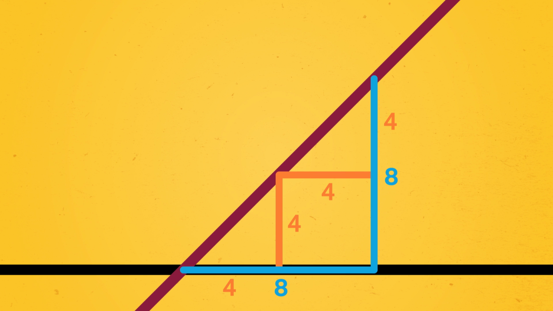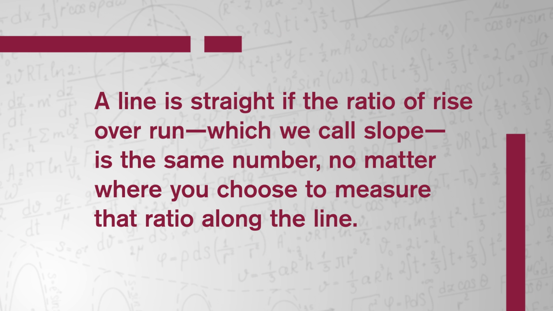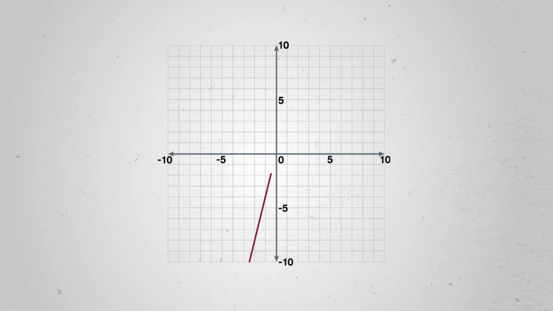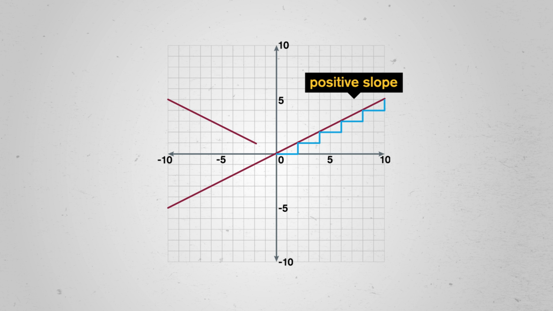So, to answer our not-so-obvious question, a line is straight if the ratio of rise over run, which we call slope, is the same number no matter where you choose to measure that ratio along the line. You can also think of the slope as measuring steepness. This line has a sharp slope of 4. This line has a gentle slope of 1/2. If the rises and runs we draw look like an up staircase from left to right, we have a positive slope. If they look like a down staircase, then we have a negative slope.